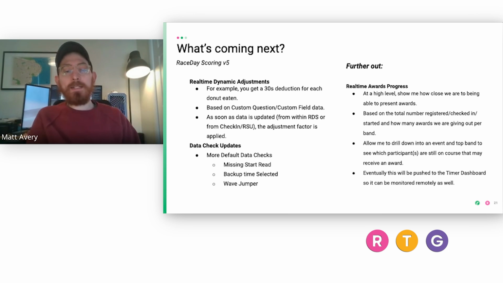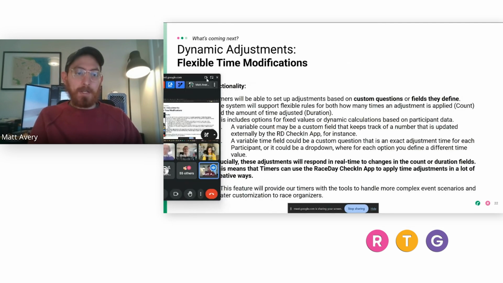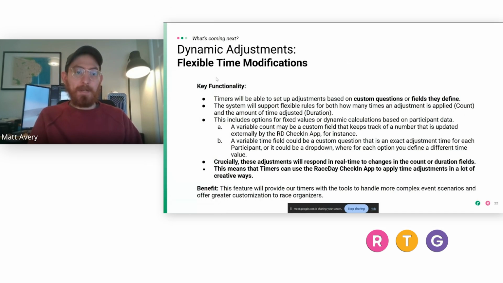So it's a pretty cool idea we have for this, and it's the next big project for us in terms of real-time functionality. So let's talk a little bit about dynamic adjustments. It's a really cool feature, I think. Basically, timers can set up their adjustments based on custom questions or fields they define.